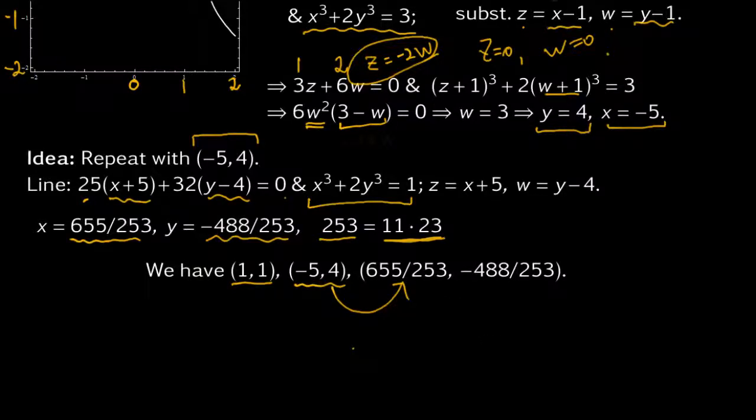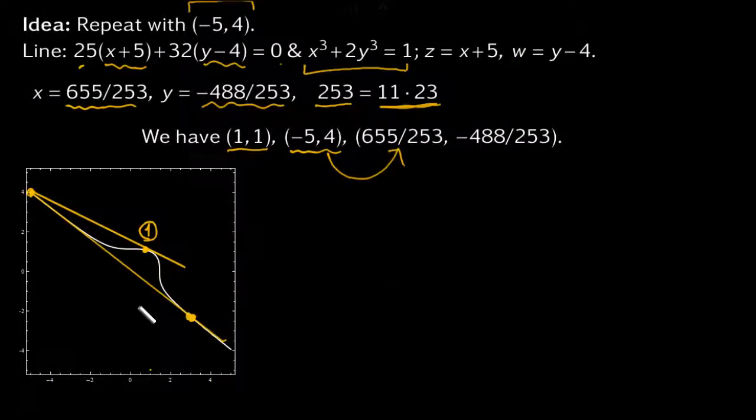So I've redrawn the curve on a bigger scale. We started here and drew the tangent line and found the second point. We draw another tangent line and find the third point, and you can go back and forth like that. That was the idea.